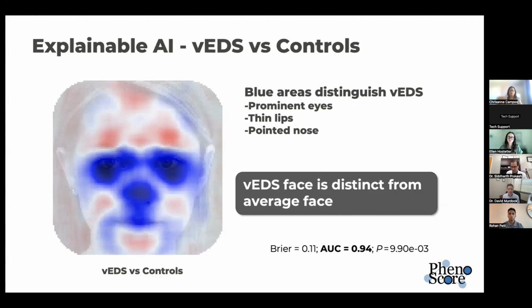Here, this image is comparing VEDS versus control images. The areas highlighted in blue are the ones that the AI model has really focused in on and recognizes as being distinct from controls or from the general population. What we see here is that just by using 11 or more images, the model has really focused in on exactly what we see as clinicians: the prominent eyes, the pointed nose, the thin lips.